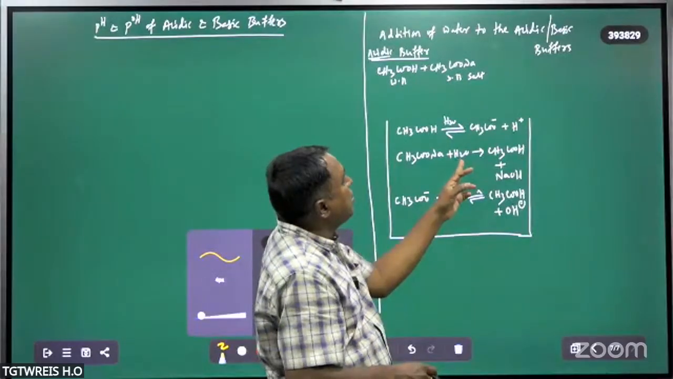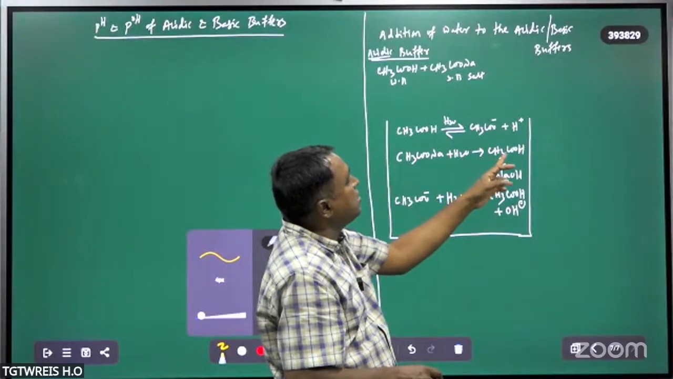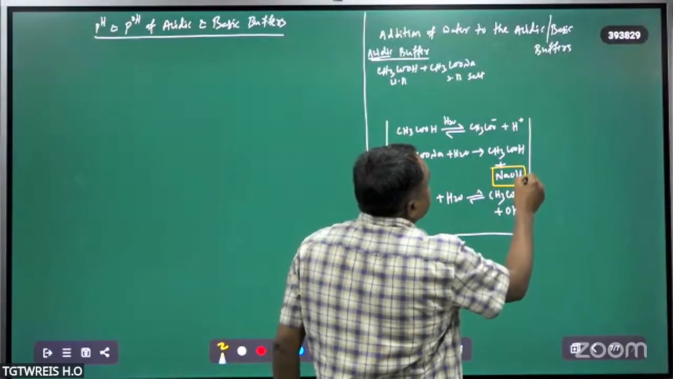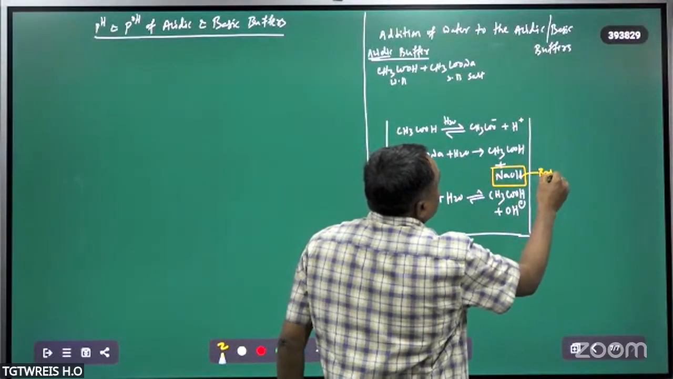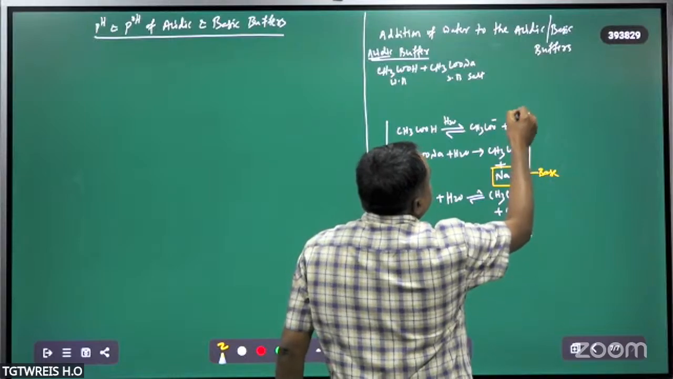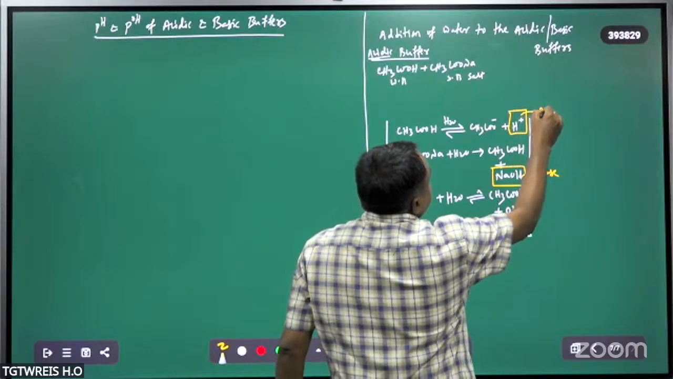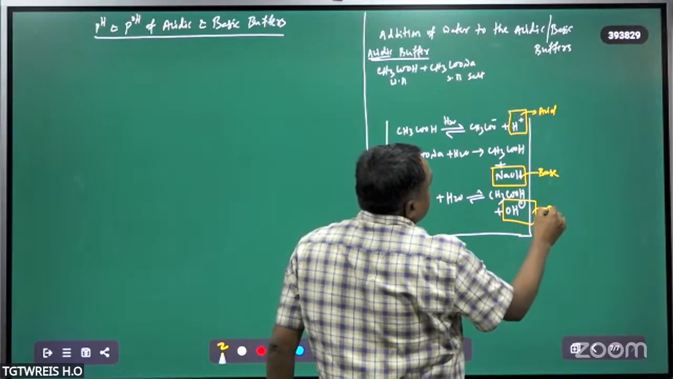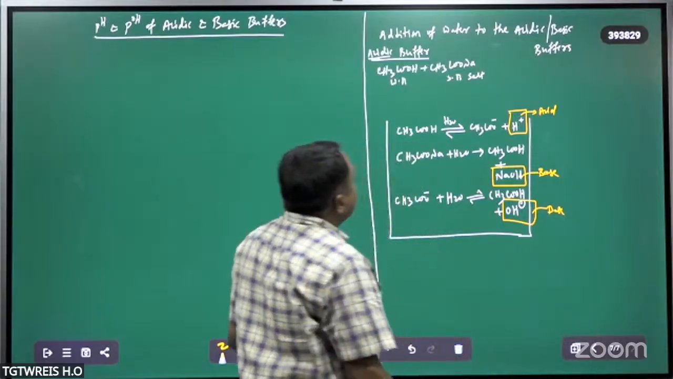CH3COONa, on adding water, you will get CH3COO minus, and this is the base. This is the base. But this H plus is the acid. And again this one is also a base. Okay.